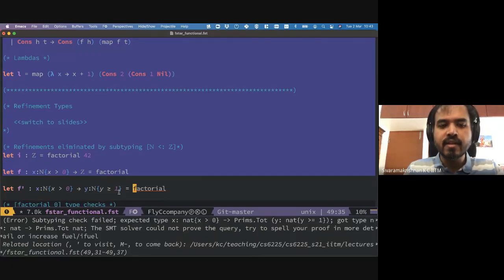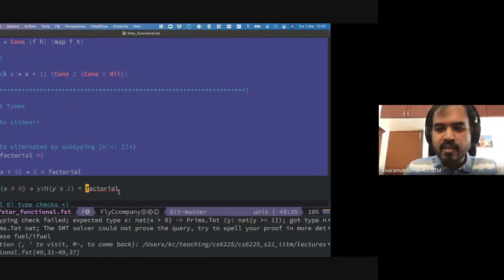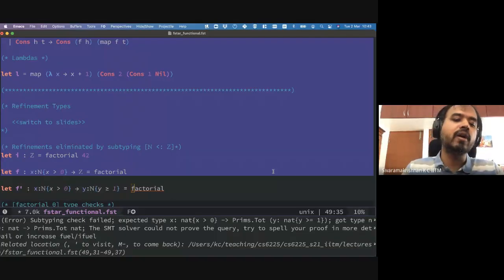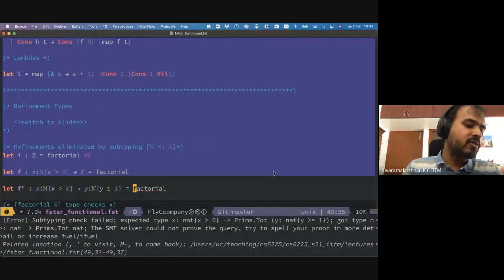Deepali? Yes. But according to the definition of factorial, it is correct. Means output should be always greater than or equal to 1. Okay, you're asking that. So the point is, really good question, Deepali.